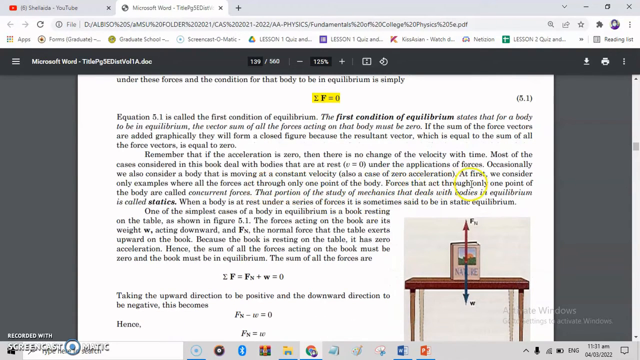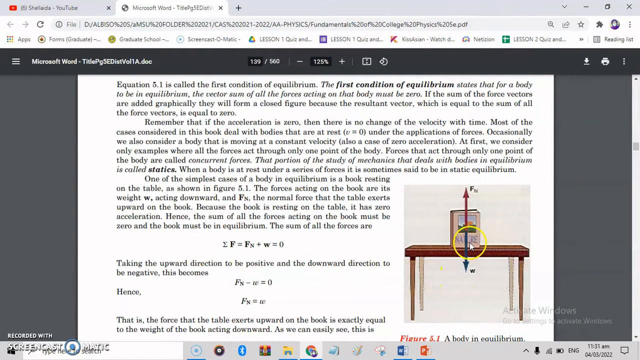Now, forces that act through only one point of the body are called concurrent forces. And that portion of the study of mechanics that deals with bodies in equilibrium is called statics. When a body is at rest under a series of forces, it is sometimes said to be in static equilibrium. So one of the simplest cases of a body in equilibrium is a book resting on the table, because there is no acceleration. So the book here is at a static equilibrium.